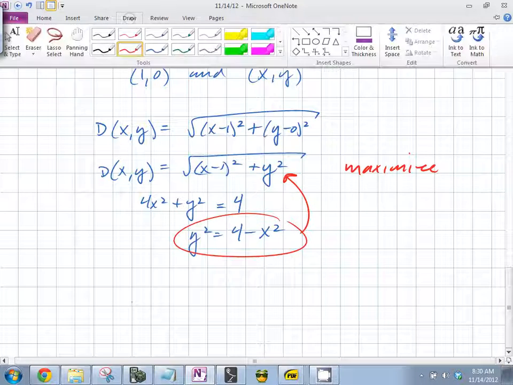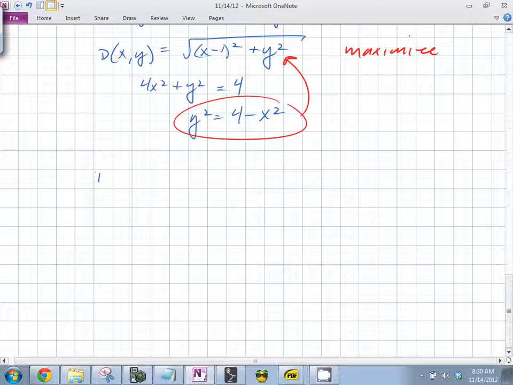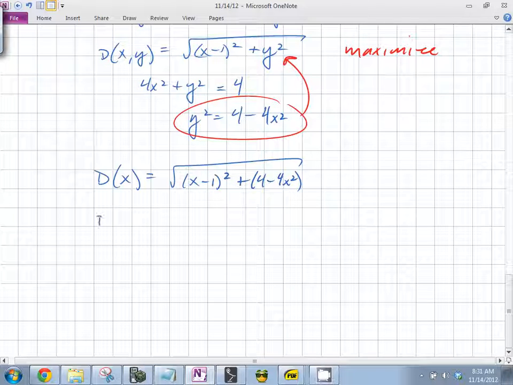d of x y is not going to be in terms of x and y anymore. What's it in terms of? Just x. It's going to be 4 minus 4x squared. Thank you. Yes. So it's x minus 1 squared plus 4 minus 4x squared. What should I do at this point? Simplify. d in terms of x is going to be x squared minus 2x plus 1 plus 4 minus 4x squared. How many x squareds do I see there?